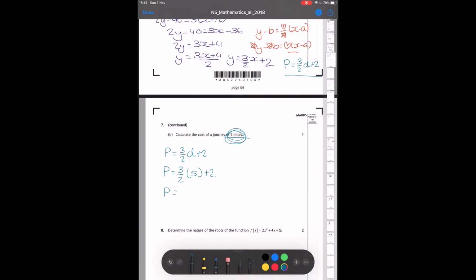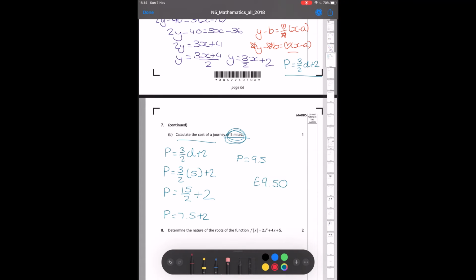P is equal to, so I know that 3 over 2 times 5 is 15 over 2 plus big 2. What is 15 over 2? That would be 7.5 plus 2. P is equal to 9.5. P is in pounds, so the cost of a journey is £9.50.